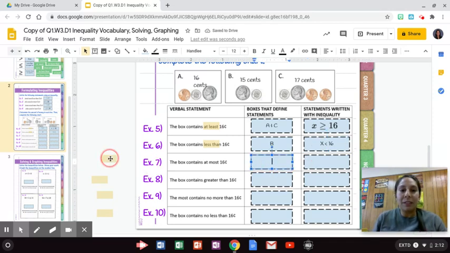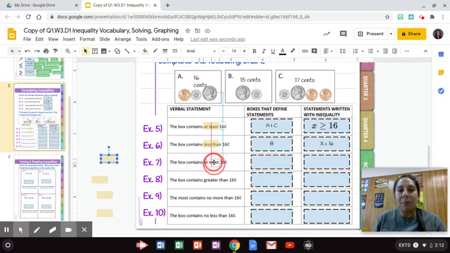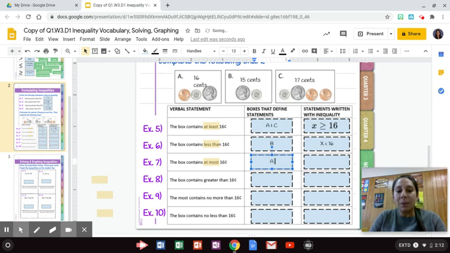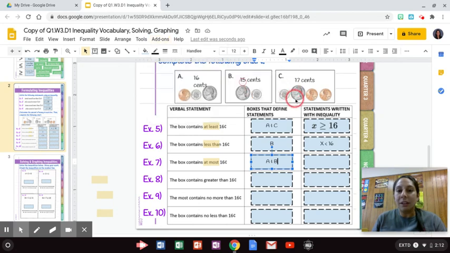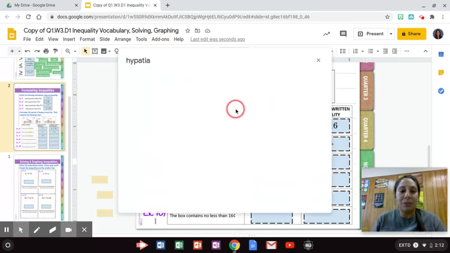Okay, for the next one, example 7, the box contains at most 16 cents. So the most that it could have, which means the biggest number, is 16. The most that it can have is 16 cents, which means that A and B would fit that scenario. For the inequality, we have to go to our tools, the add-ons, and insert our inequality. So X has to be less than or equal to 16.